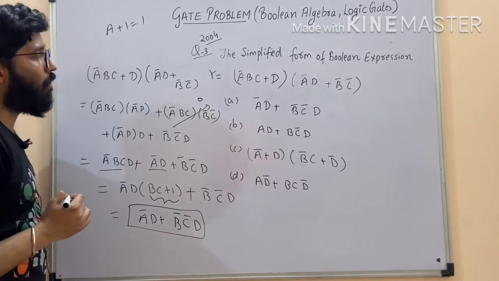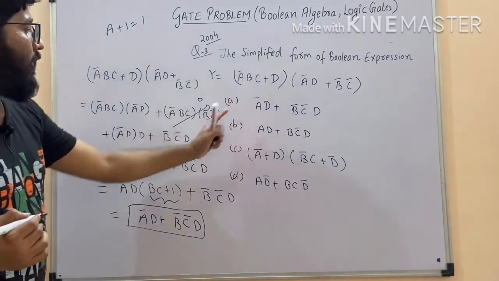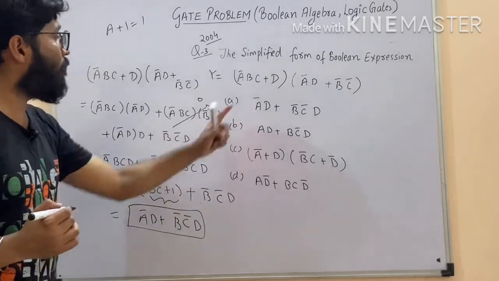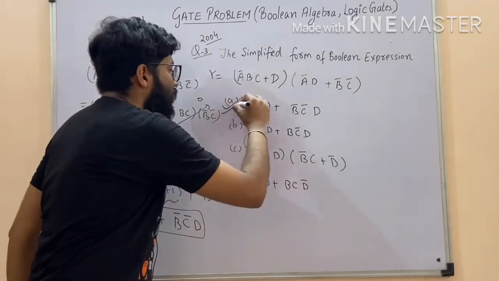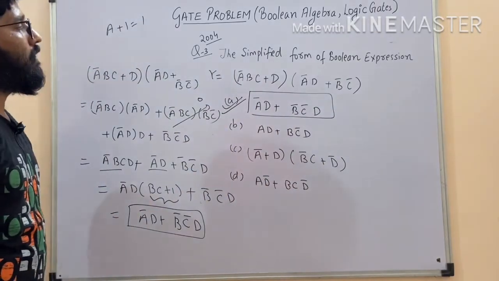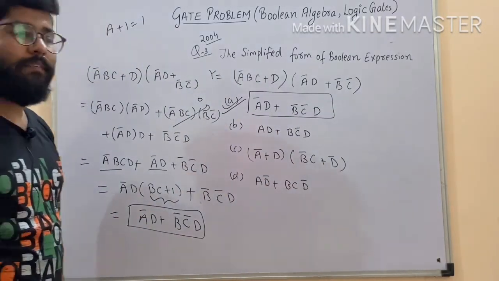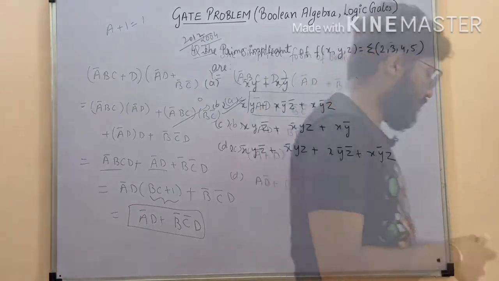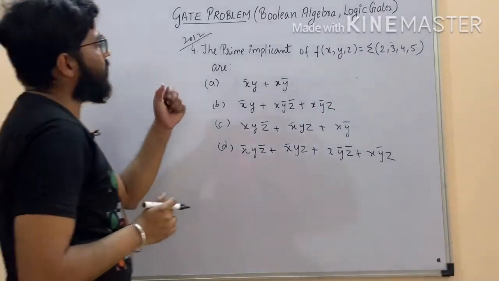Now see which is the option matching, a complement d, b complement c complement d. So option A is correct. Okay, so this is the correct option. So this is the third problem. Now see the fourth problem. Now see the next problem.